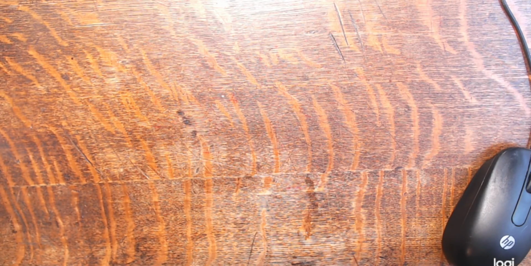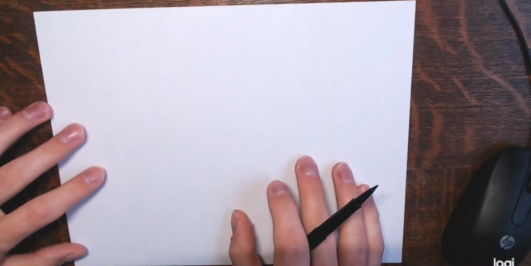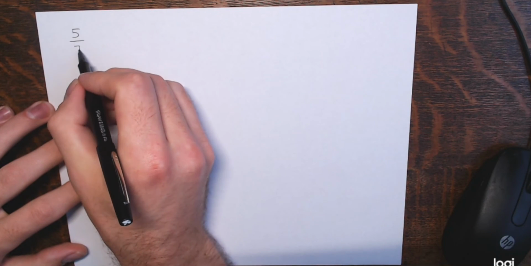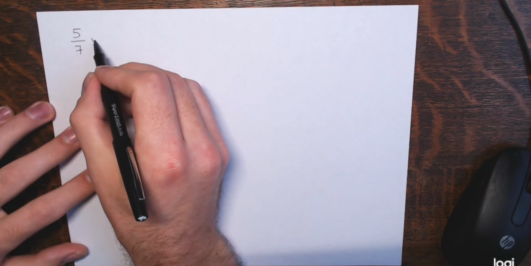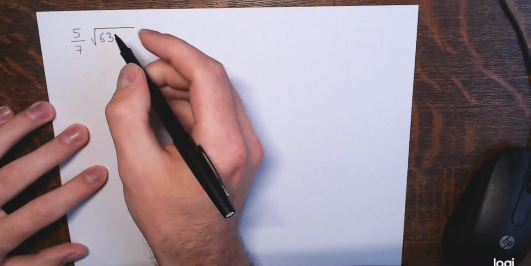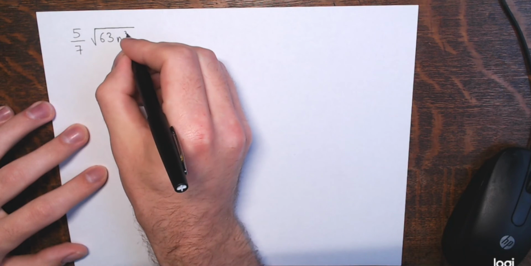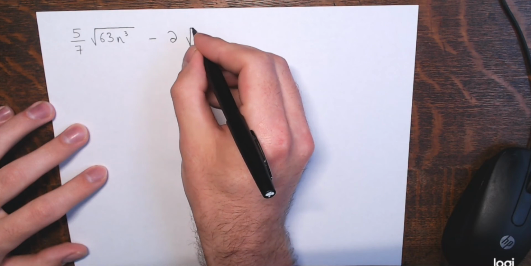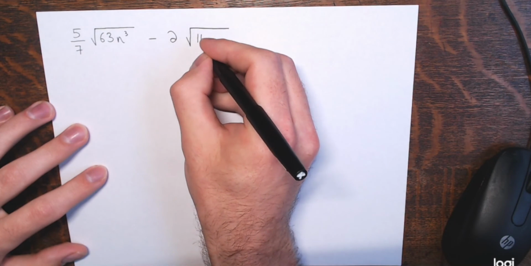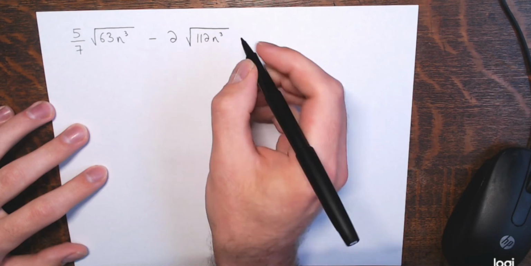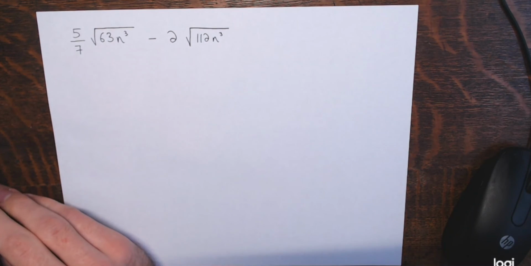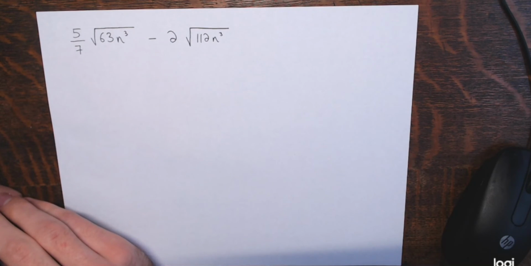All right, so this one here, we're given 5/7 times the square root of 63 n cubed minus 2 times the square root of 112 n cubed. Right now, the radicals are not like. The radicands are not the same. So I can't combine these, but I can simplify the radicals.